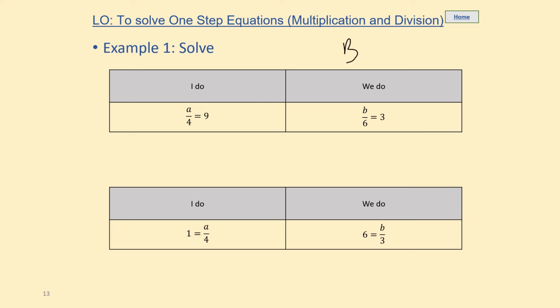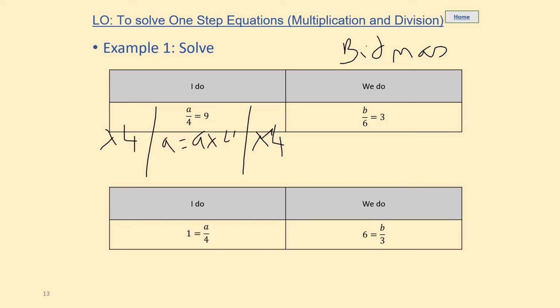So, BIDMAS. No brackets, no indices. Now we do have a division. We need to have A by itself, but it's being divided by 4. The opposite of dividing by 4 is multiplying by 4. We're going to multiply both sides by 4. So A equals 9 times 4, which is 36.